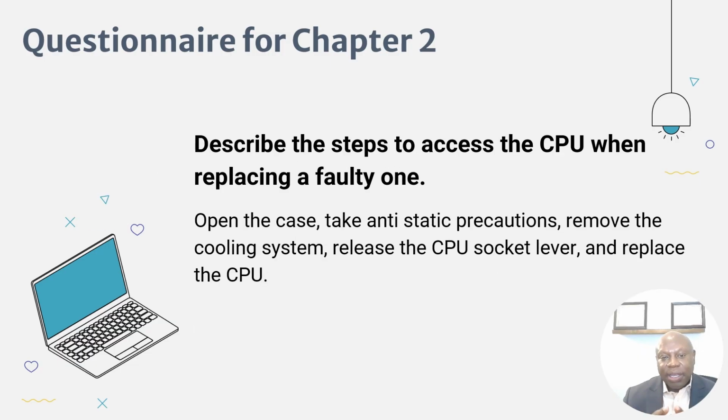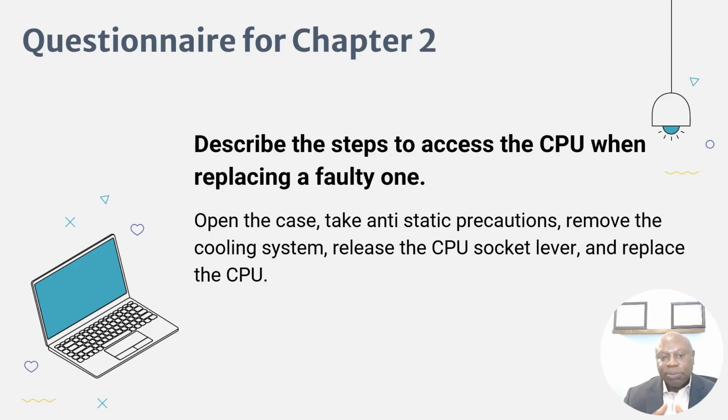Okay, describe the steps to assess the CPU when replacing a faulty one. So again, you might just think logically. In order to get to something, you've got to open the case. You want to take anti-static precautions. The reason you're doing that is you could short out circuits if you haven't done that. You want to remove the cooling system. You want to release the CPU socket lever and replace the CPU.